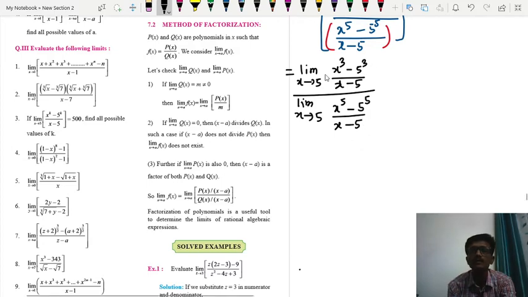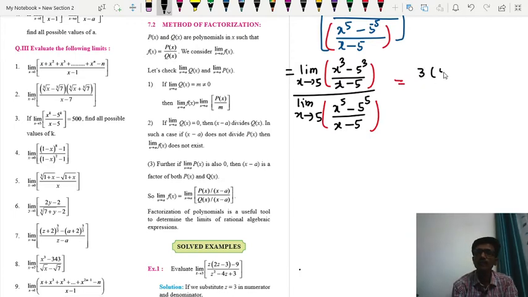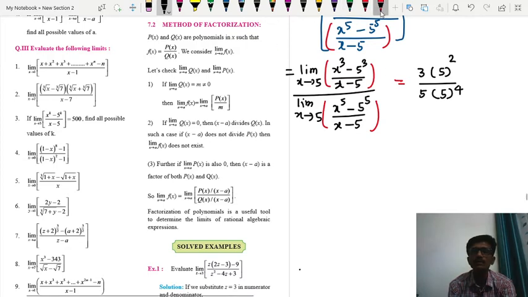Now this will give us n into a raised to power n minus 1, that is, here it will be 3 into 5 raised to power 3 minus 1, meaning 2, and here it will be 5 into 5 raised to power 5 minus 1, that is 4. Clearly, here it is a square and here the rest is to the power 4, so this will cancel, and here only 2 will remain.